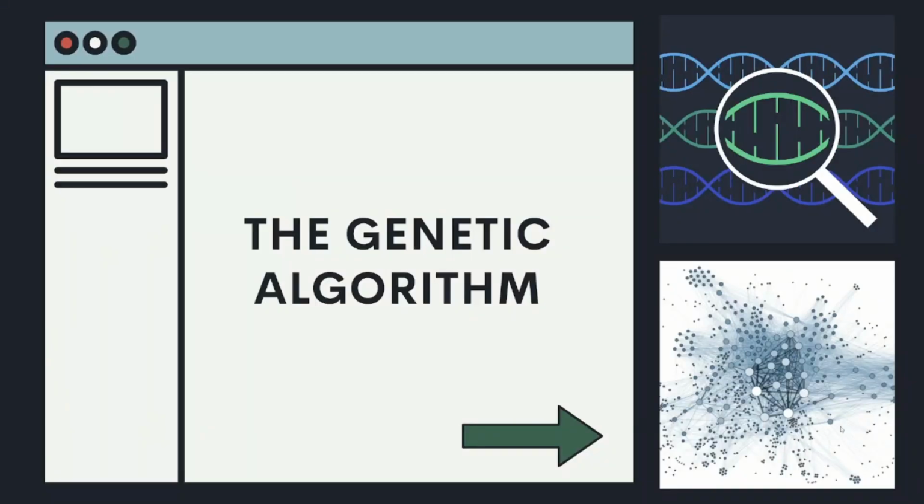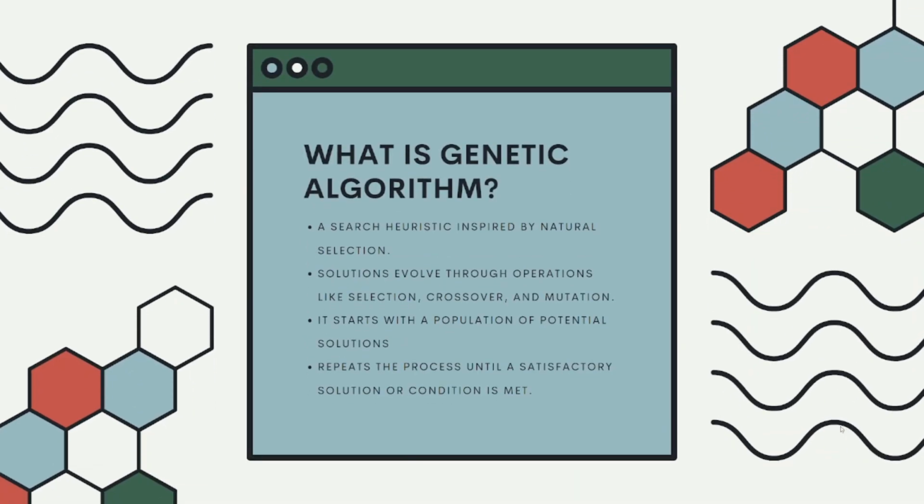Hello, so let's start with the genetic algorithm. Now, what is a genetic algorithm? Basically, we can say that it's a search heuristic method which is inspired by natural selection, and it is primarily used here for appointment scheduling.